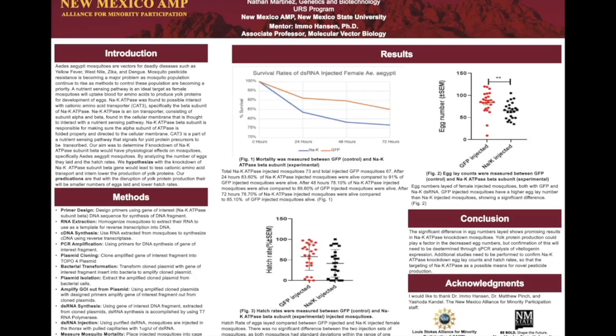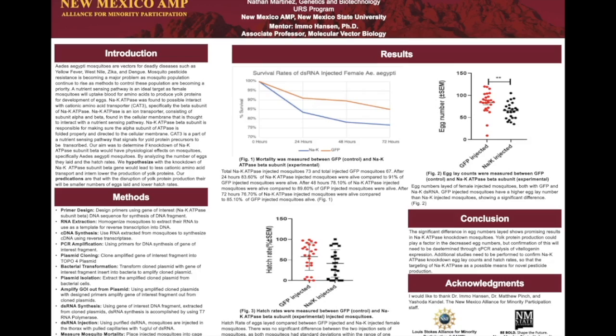Our dsRNA synthesis was performed by using a T7 RNA polymerase. Within our gene of interest, there was a region where this T7 RNA polymerase could bind. For our dsRNA injection, we specifically used 1 microgram per microliter of dsRNA, and it was injected directly into the thorax. Over a 72-hour period, every 24 hours, we measured the mortality rates of our mosquitoes just to determine if this had any physiological effect on them.